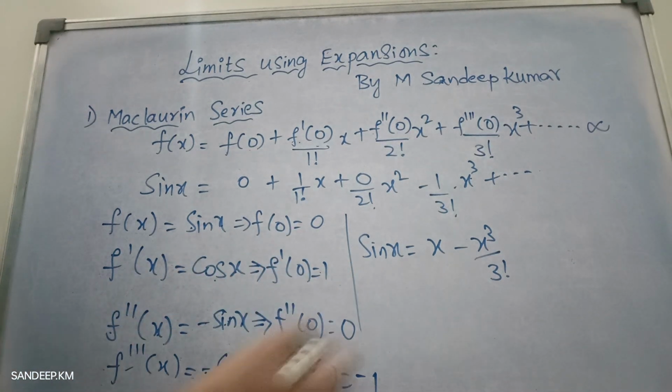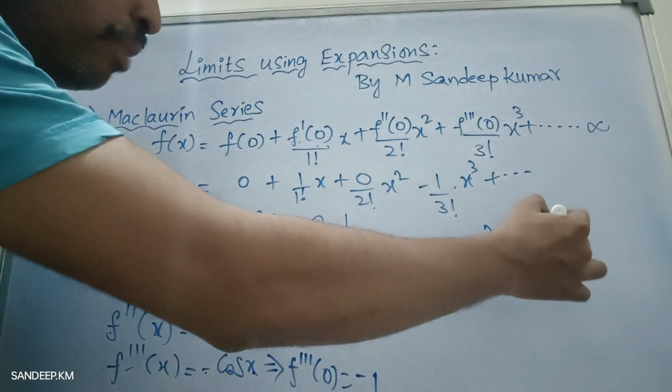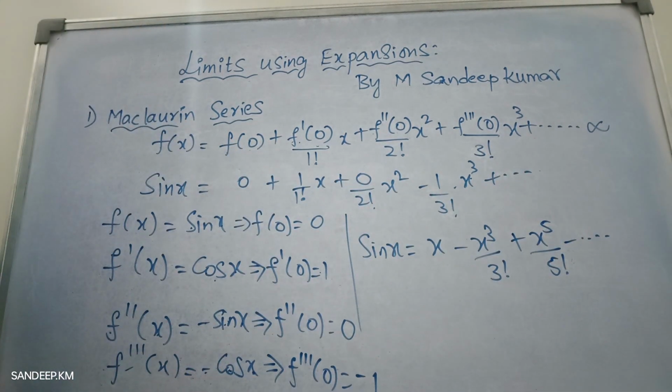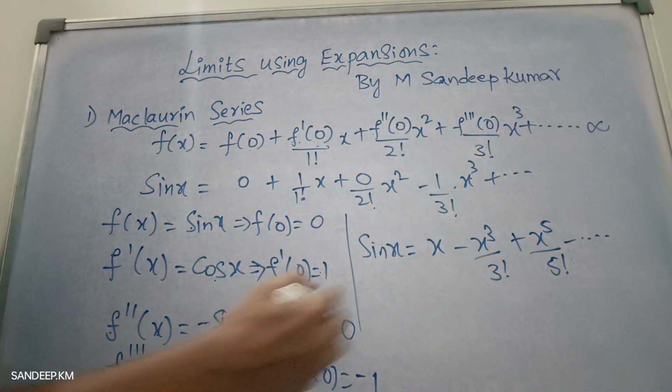You can check what it is. I'll write it directly. That one more term will be x power 5 by 5 factorial minus and so on. So how do we remember this? So sin x expansion will be what?